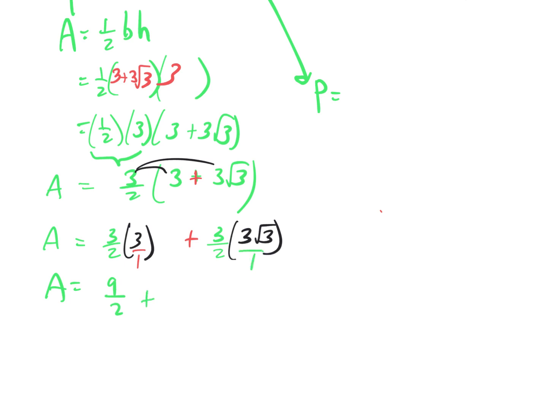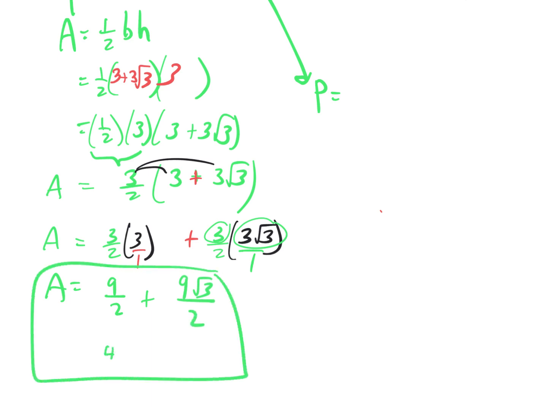And over here we have the same thing. Top times top, and 3 times 3 root 3 is 9 root 3. And at the bottom we have 2 times 1. And this is our final answer, which we're welcome to write as 4.5 plus 4.5 root 3. But I actually like this better.